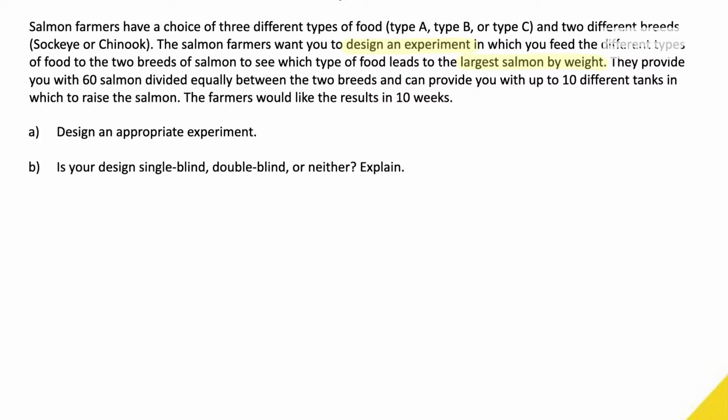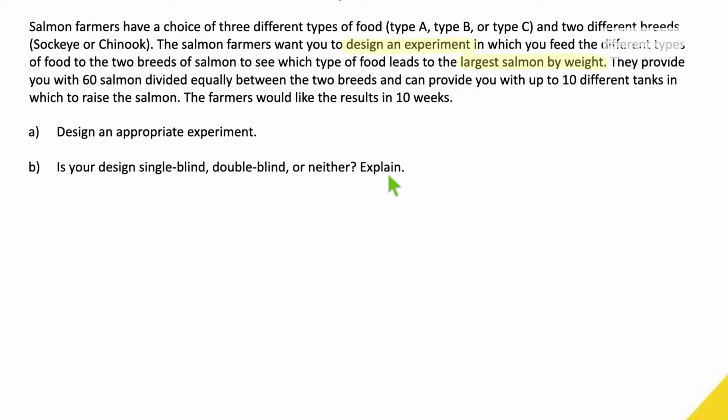They provide you with 60 salmon divided equally between the 2 breeds, and you have up to 10 different tanks in which to raise the salmon. Notice I said up to. Typically, they don't mess around here. If they give you 10 different tanks, you use 10 different tanks, and then they want the results in 10 weeks. So design an appropriate experiment, and is your design single blind, double blind, or neither, and explain. Okay. So the first thing to do is to design an appropriate experiment.